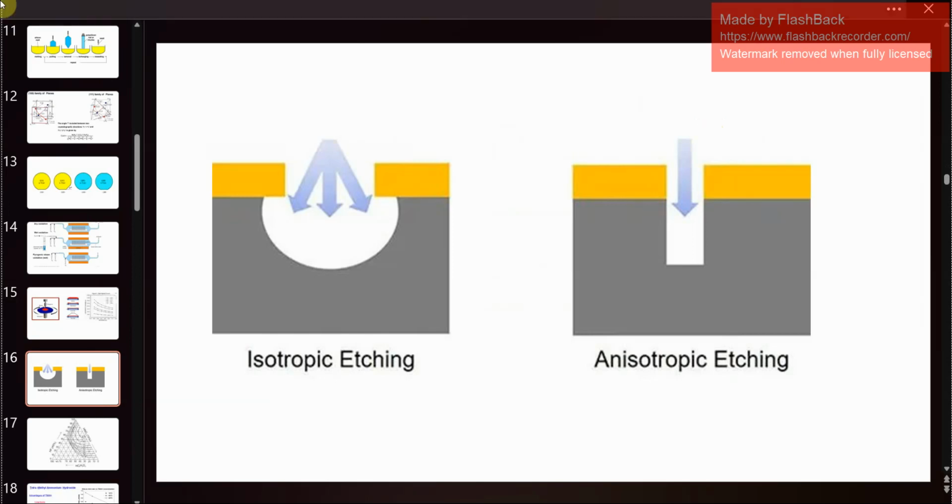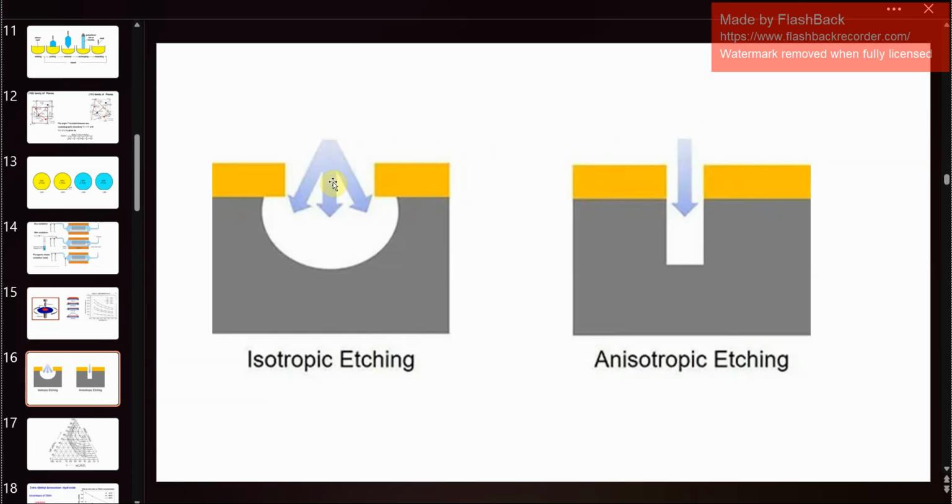Basically, in this figure you can see that after photolithography, one space was left open so that it can be etched from the wafer. For that, a wet etchant was used. But here the etching is happening in all directions, so it is called isotropic etching.